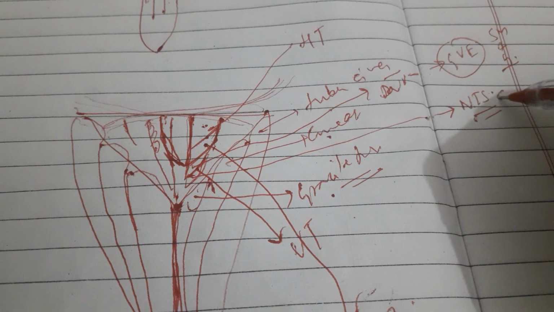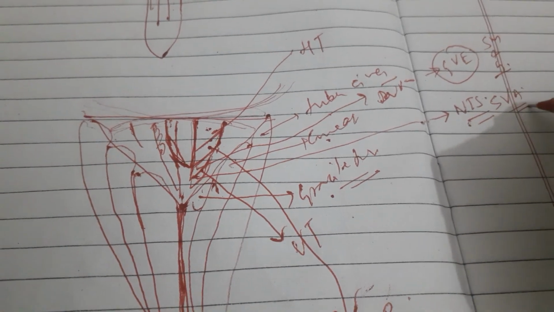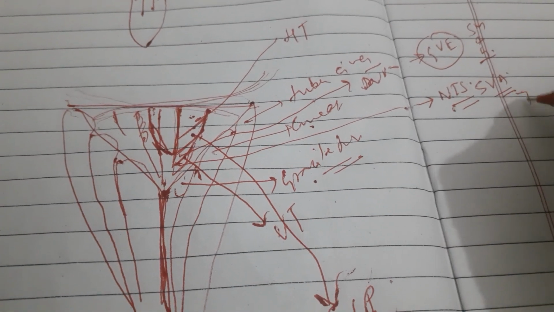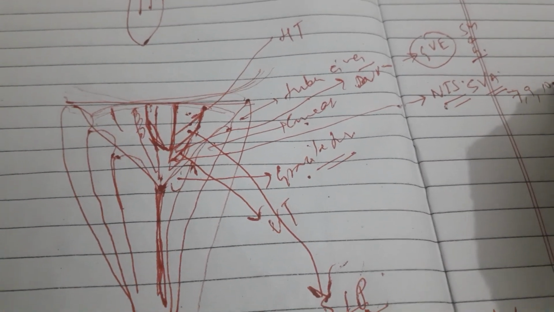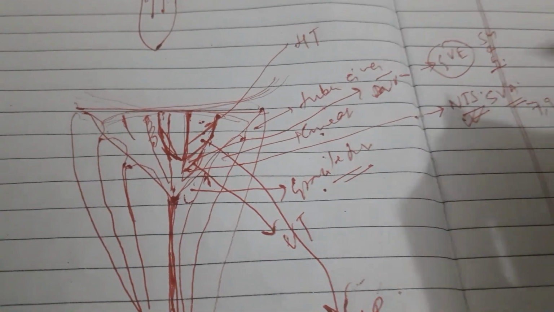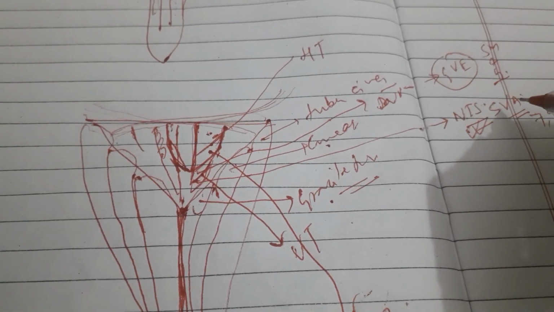it receives special visceral afferent, that is the taste fiber from the tongue, and from anteroposteriorly it is 7th, 9th and then 10th. It is the combined nucleus for the 7th, 9th and 10th, receiving special visceral afferent fiber.